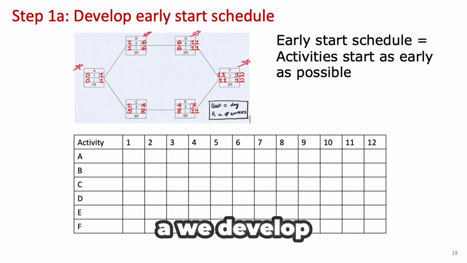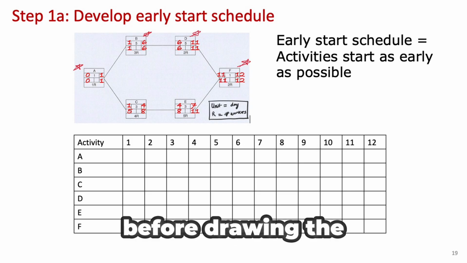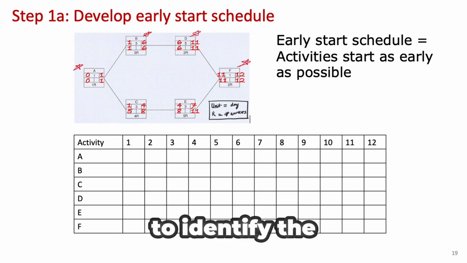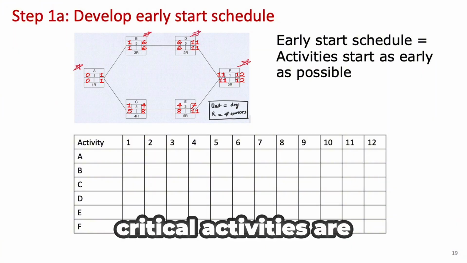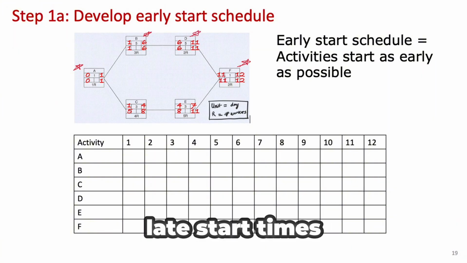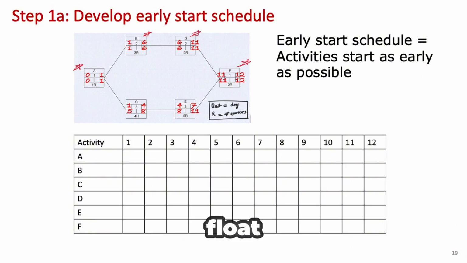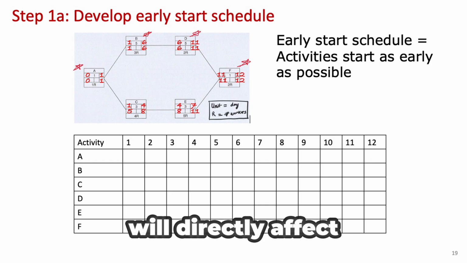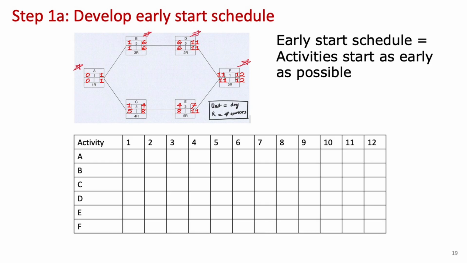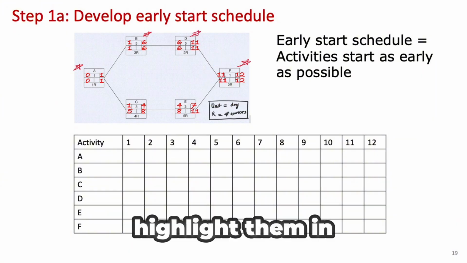In step 1a, we develop an early start schedule using the early times given in the network. Before drawing the bars, we first need to identify the critical activities. Critical activities are those with the same early and late start times, indicating 0 total float. Any delay in these tasks will directly affect the project's completion time. In this case, activities A, B, D, and F are critical, and we will highlight them in red.